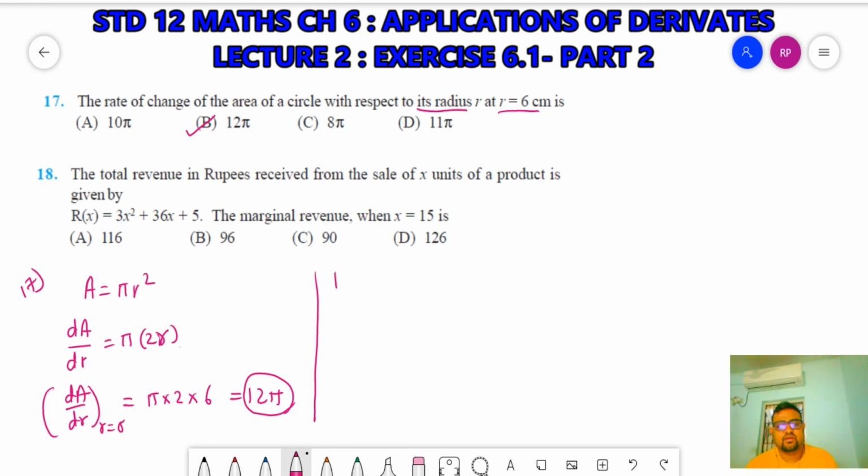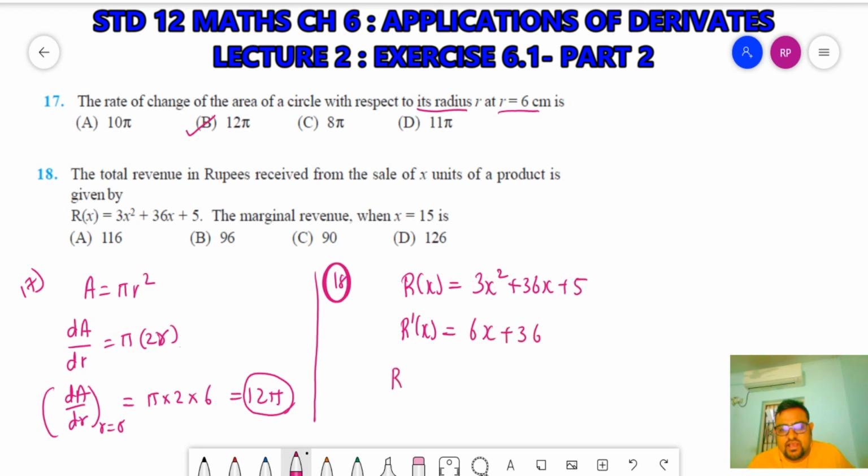Now for 18, again revenue is given. So R of x is equal to 3x square plus 36x plus 5. You need to find the marginal revenue at x equal to 15. So we'll differentiate it. R dash x will be equal to 6x plus 36, and at x equal to 15, it will be 6 into 15 plus 36. 6 into 15 is 90, plus 36, that is equal to 126. So D is the correct answer. So this was about question 17 and 18. Just note it down.